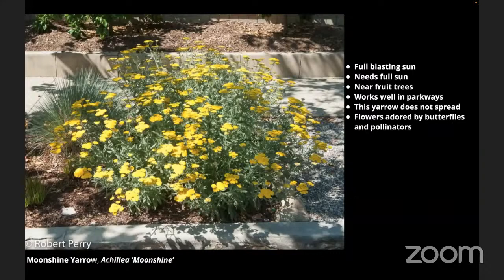The next yarrow is a European cousin of the common yarrow. The common yarrow that we just looked at is native to California, but it's also native to much of the world.